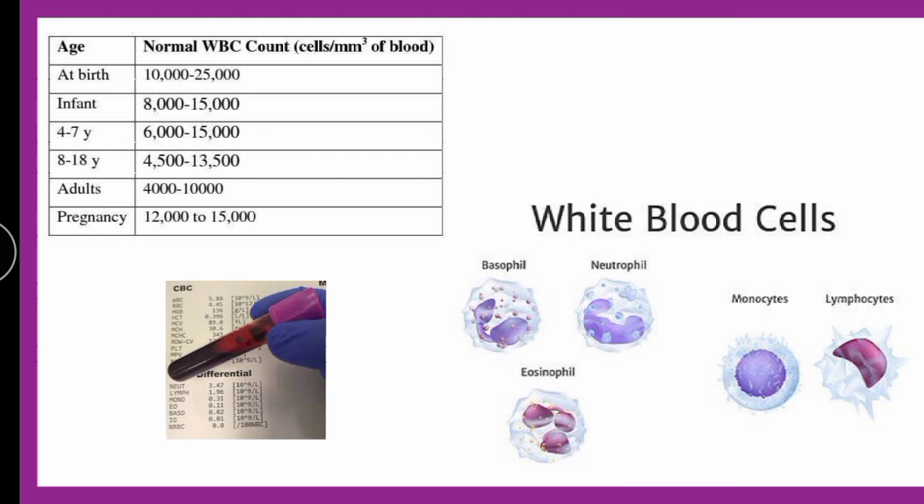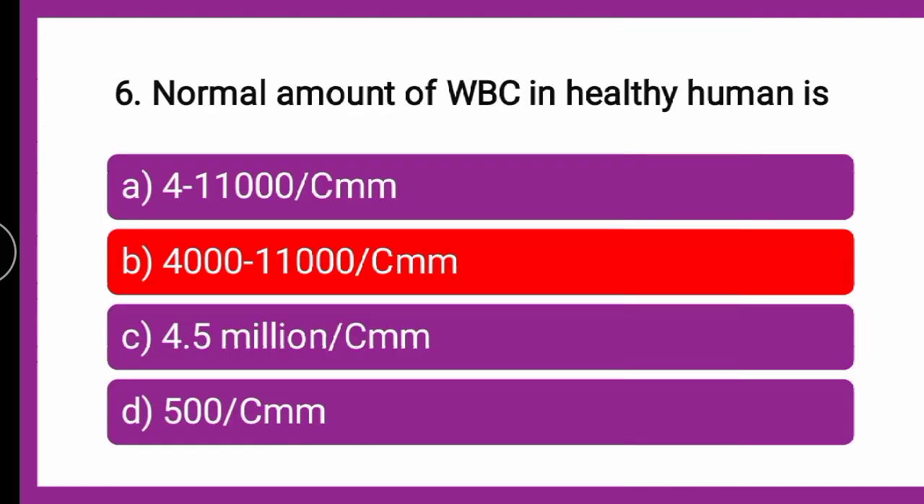Now for the WBCs, you can see the various age groups and this is the WBC count. If you talk about adults, it is 4,000 to 11,000 WBCs, as measured by the CBC. So here the correct answer is 4,000 to 11,000.